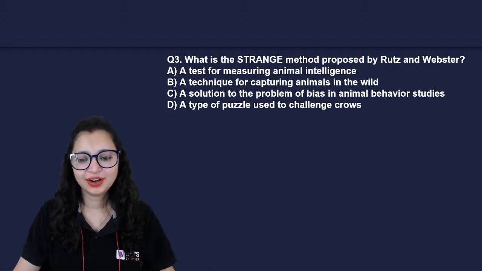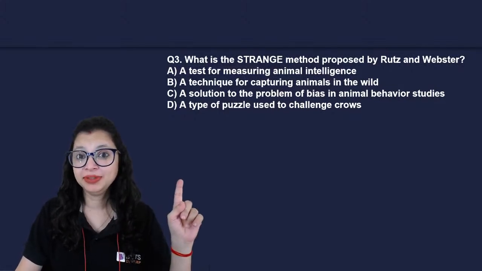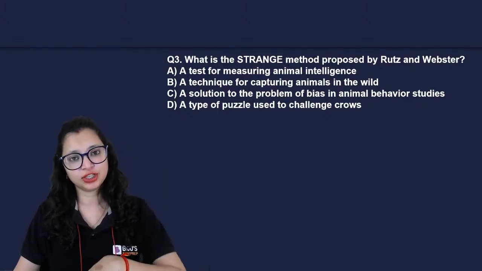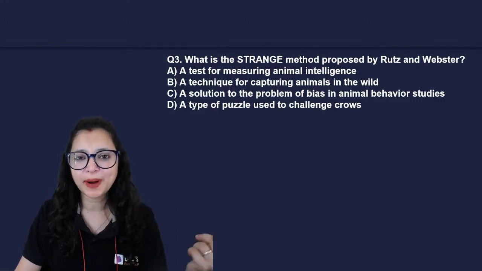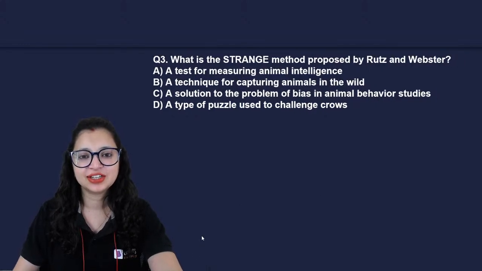See, you are right, Sushmita. It is a C. It's a solution. Correct, Aftab. एक प्रॉब्लम दिया था, उसका सोल्यूशन उन्होंने स्ट्रेंज के थ्रू निकाला. स्ट्रेंज एक मेथोडोलॉजी थी, but it was used as a solution to the problem of bias in the initial experiment. Correct. The correct answer here is absolutely a C.